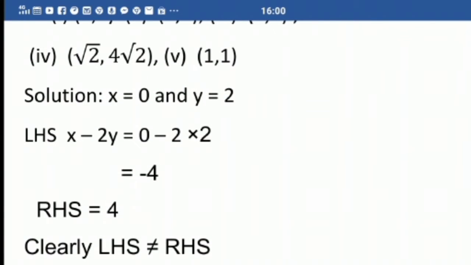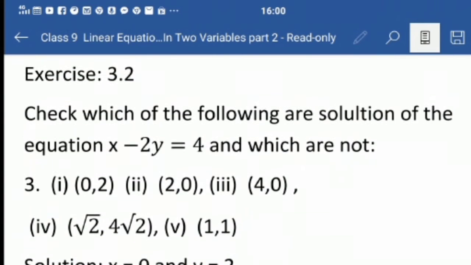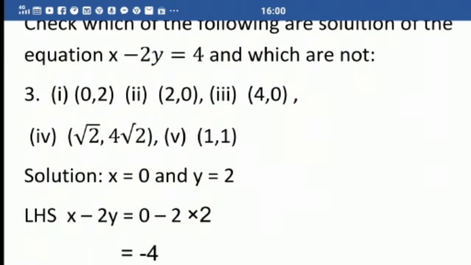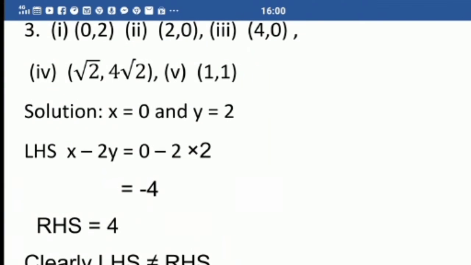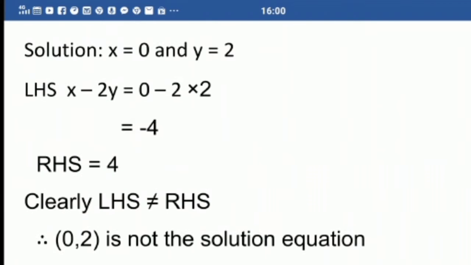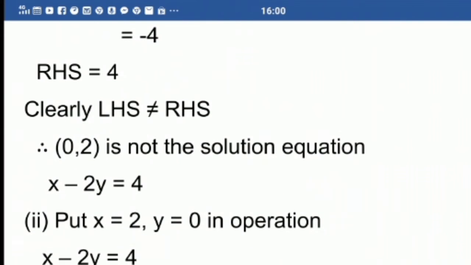So LHS is minus 4. What is RHS? Right side of the equal mark is 4 only. So RHS is 4 and LHS is minus 4. So clearly LHS is not equal to RHS. Therefore, (0, 2) is not the solution of the equation x minus 2y is equal to 4.